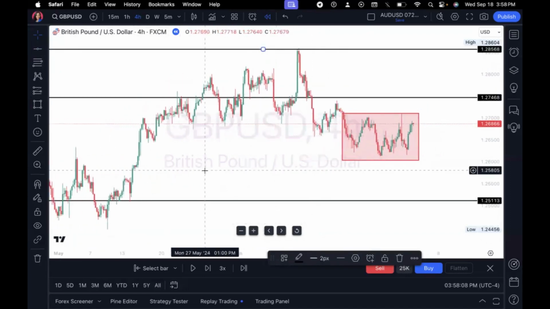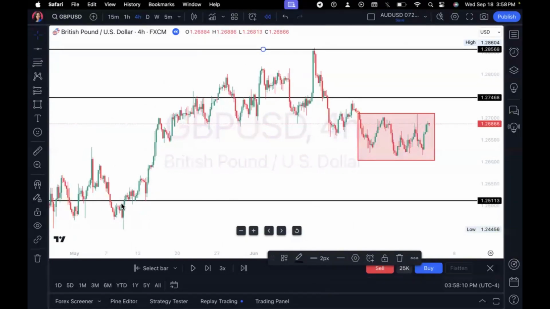Because if a market is buying, and I say this in a lot of videos, let's look at this section. If a market is buying, you'll notice that it'll have a high, then it'll create a higher high, then another higher high, and another higher high.